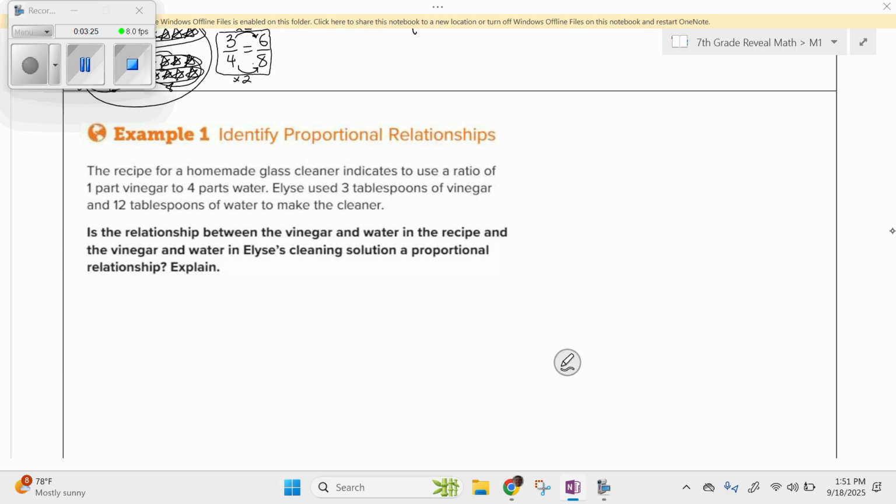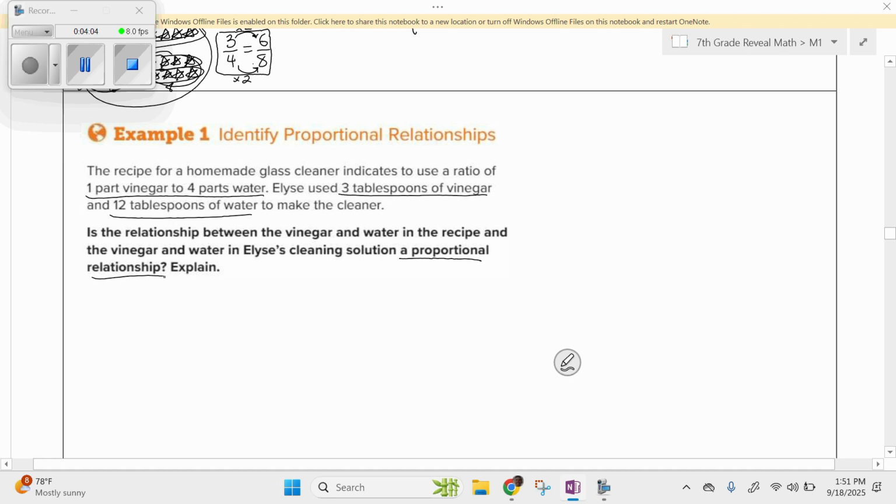All right, so here we have a recipe for homemade glass cleaner, and it looks like the recipe is that you're going to put together a ratio of 1 part vinegar to 4 parts water. Okay, Elise, when she goes to, looks like she needs more of it, so she mixes 3 tablespoons of vinegar to 12 tablespoons of water. Now, what are we trying to determine? Let's look at the bold print here. Is the relationship between the vinegar and water in the recipe and the vinegar and water in Elise's cleaning solution a proportional relationship?